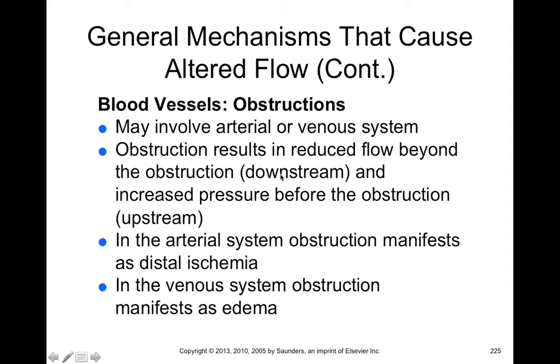And there are different things that can obstruct blood vessels. Some different types of obstructions could be things like tumors, fat, air, blood clots, even masses of bacteria can block blood vessels. In the arterial system, obstruction will manifest as distal ischemia, so lack of blood flow downstream of those arteries. In the venous system, obstruction will manifest as edema because then blood will back up proximal or upstream of that blockage, and that can lead to edema by increasing the capillary hydrostatic pressure, which would then force more water out of your bloodstream.